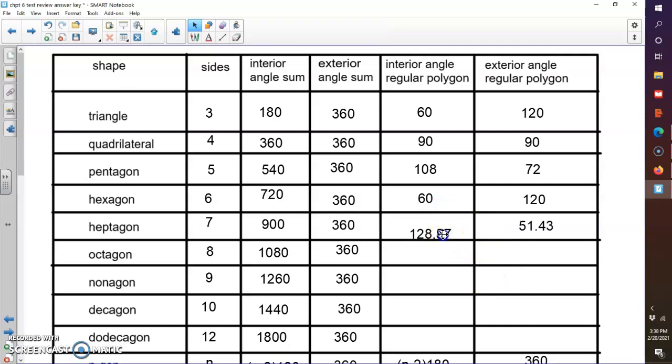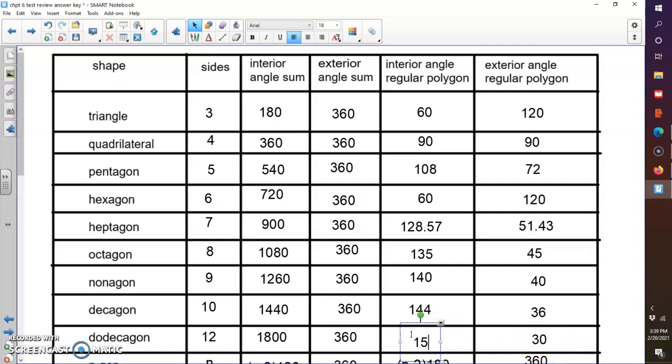Keep in mind, those are rounded numbers. The rest are exact. 360 divided by 8 gives me a 45-degree exterior angle, which means my interior angle is 135. My nonagon gives me an exterior angle of 40, so my interior angle is 140. My decagon, we're going to do 360 divided by 10. My exterior angle is 36. My interior angle is 144. And finally, my dodecagon, 360 divided by 12, I get an exterior angle of 30, and my interior angle is 150. So you should be able to fill this chart out.